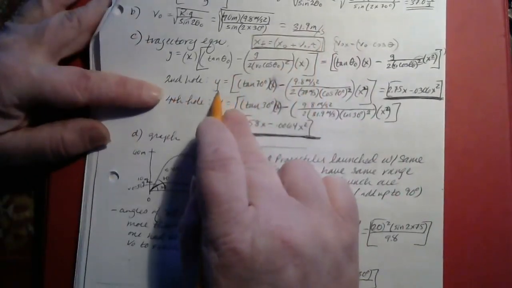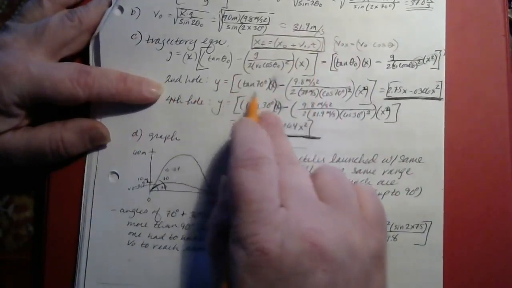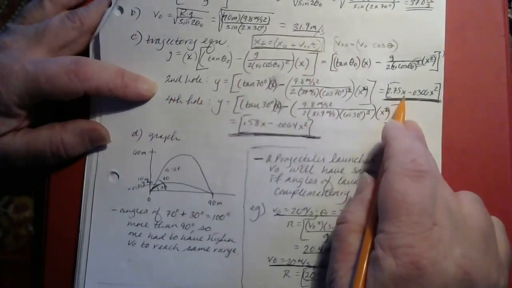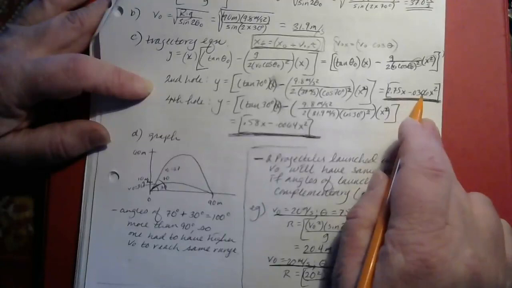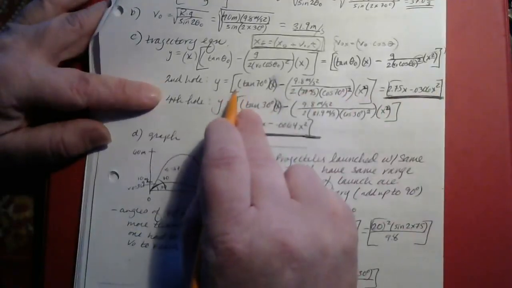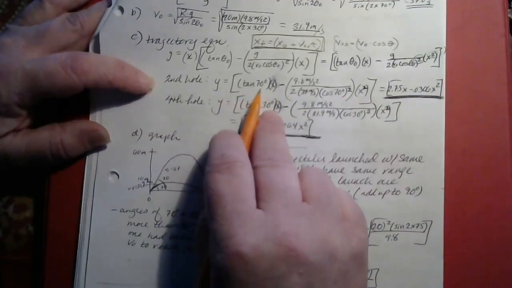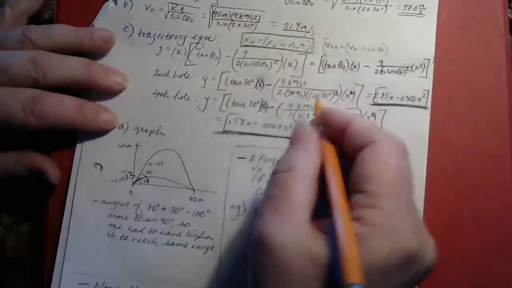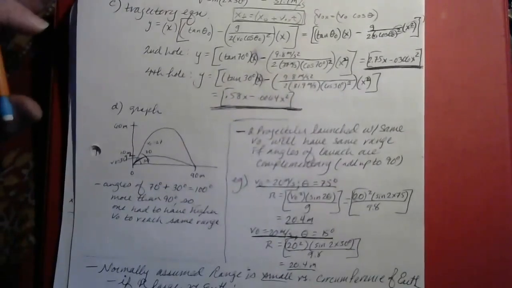Okay, so on the second hole, the y position is going to be basically 2.75 times x minus 0.0306 x squared. We get that from tangent 70 degrees. Hang on just a sec. Okay, wait a minute. That should be 30 degrees, yeah, okay. Let me pause the video here while I fix this. Okay, I think I found out what was going on here.